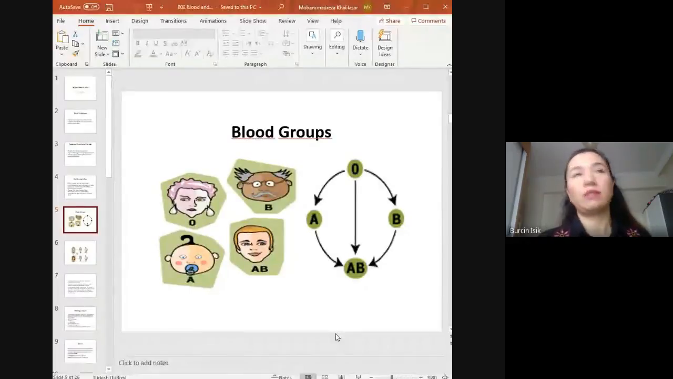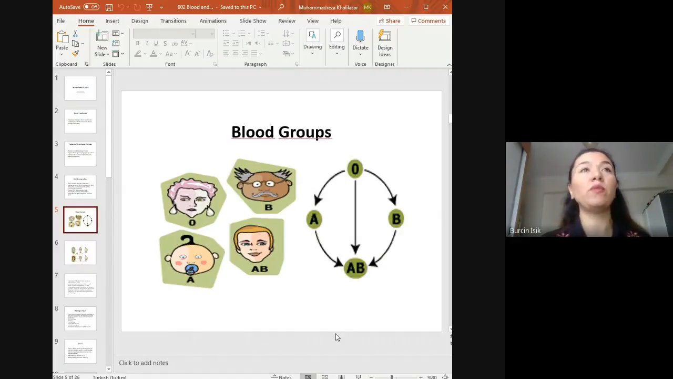I'm sure everybody knows about the blood groups, and you know which is your blood group. We call it with A, B, O, or AB, and with RH, positive or negative. And very important things we must know about.